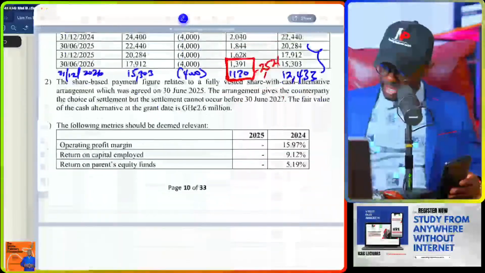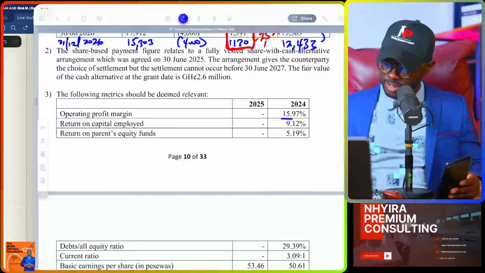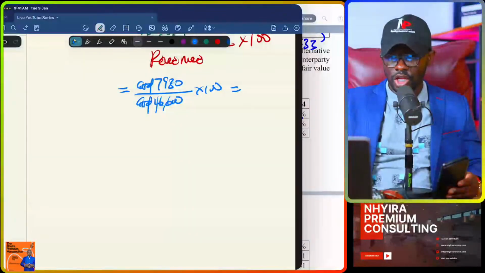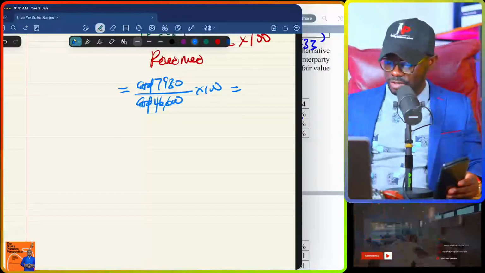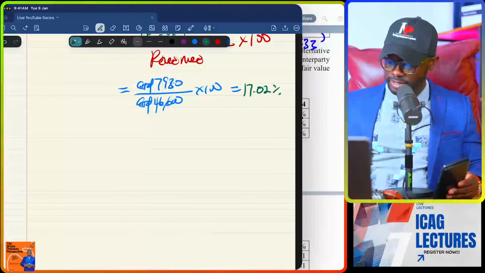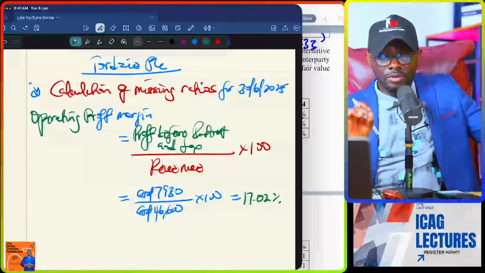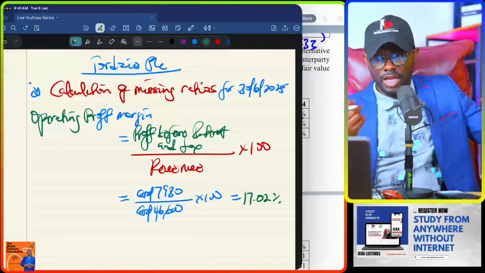How did they leave their answers? Because you know some of the ratios we're given for the last year, which is 15.987. So they are leaving the answers in 2 decimal places. So we may want to do like that, leave our answers in 2 decimal places. It was 17.02%. So that is profit before interest. Sorry, that is operating profit margin. The profit before interest and tax divided by revenue times 100.